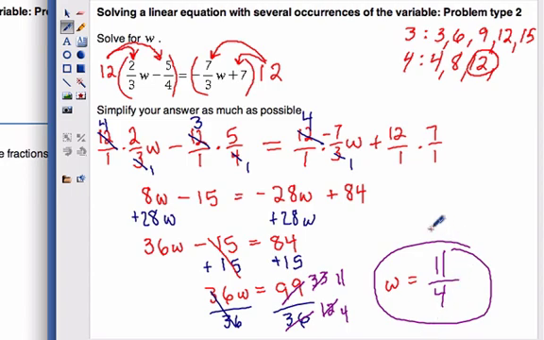Now you could always go back through here and check it. Replace the w here with 11 fourths and see if the left side equals the right side. So you can always double check your equations. Let me give you one more example.